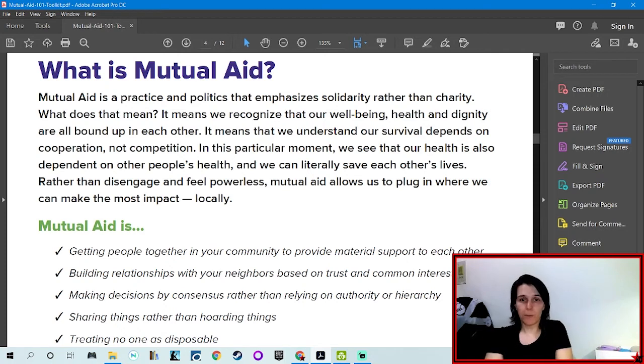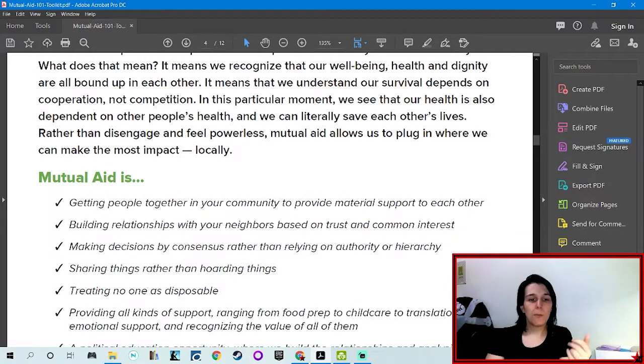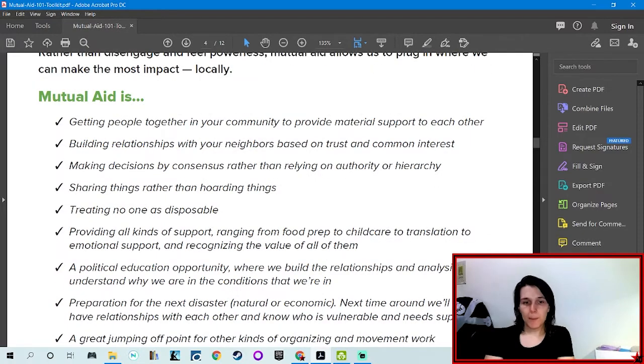And that's the most important part about such an organization tactic. Mutual aid is local. It is to a specific group where you can come together and provide services for each other that you really do require and need. So mutual aid is getting people together in your community to provide material support to each other, building relationships with your neighbors based on trust and common interest, making decisions by consensus rather than relying on authority or hierarchy.